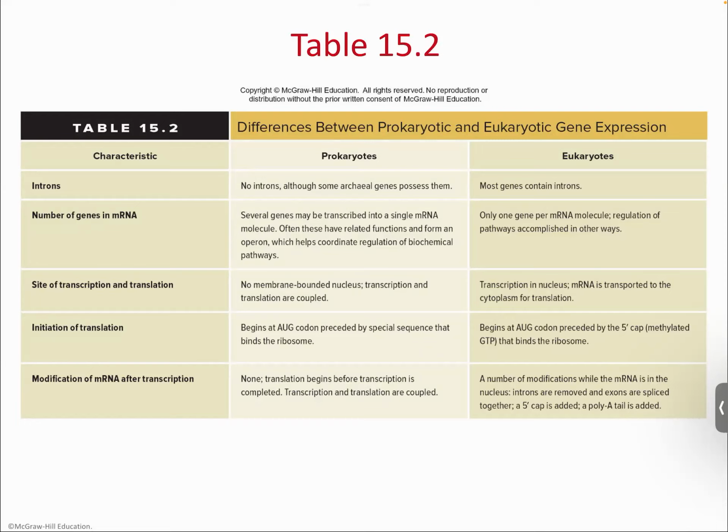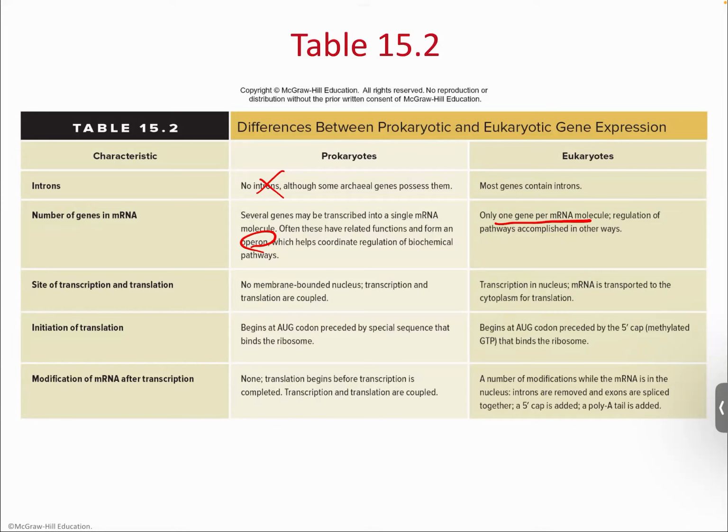Yeah, let's compare them, right? So prokaryotes versus eukaryotes. Prokaryotes don't have any introns, eukaryotes do, so it's not a prokaryotic thing. How many genes do you see in an mRNA? This gets back to the operon structure of the prokaryotes. Remember that polycistronic mRNA where you're rattling off A, B, and C. We have one gene, one mRNA, right? So it's kind of a different structure that way.